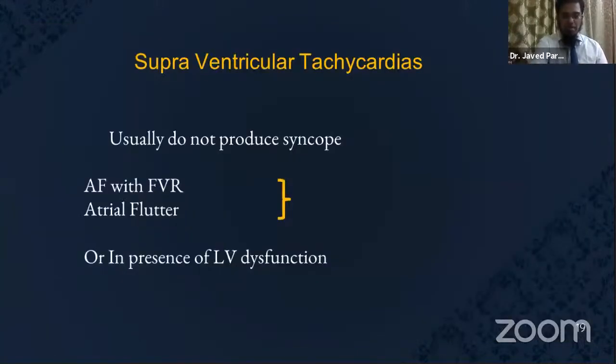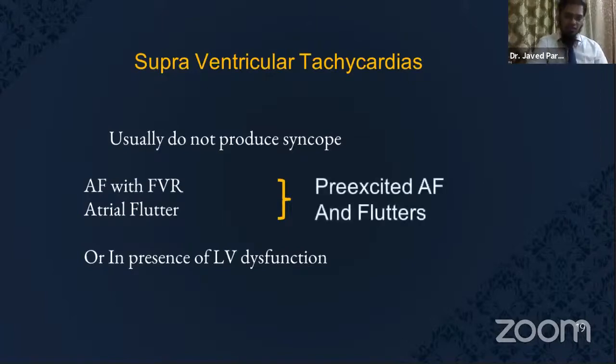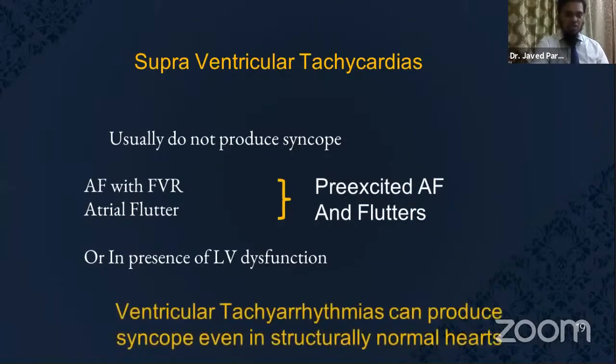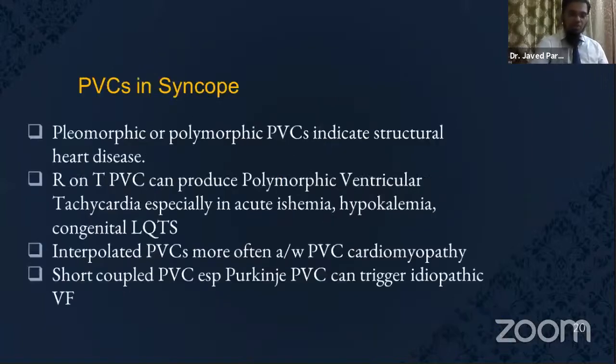What about supraventricular tachycardias? Supraventricular tachycardias usually do not produce syncope. Exceptions are if you have atrial flutter or atrial fibrillation with pre-excitation, they usually cause syncope. Or if there is baseline LV dysfunction, then these patients can have syncope. Ventricular tachycardias, we all know that they can produce syncope.